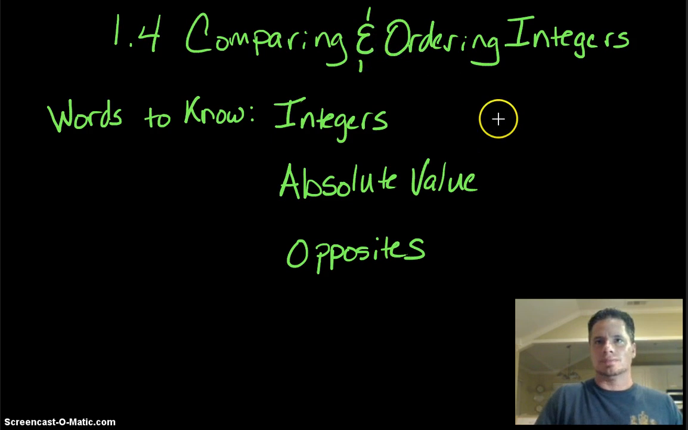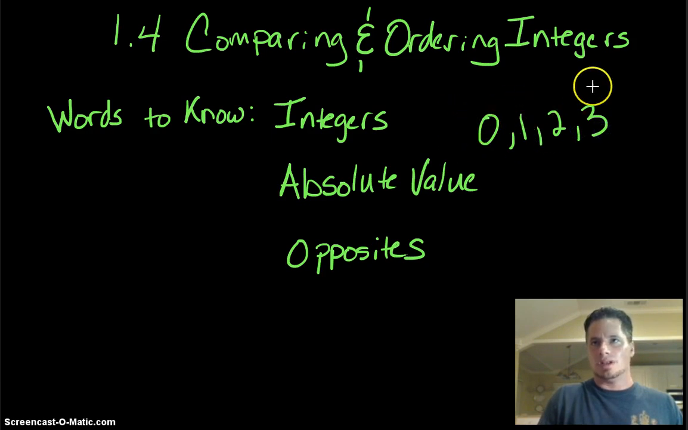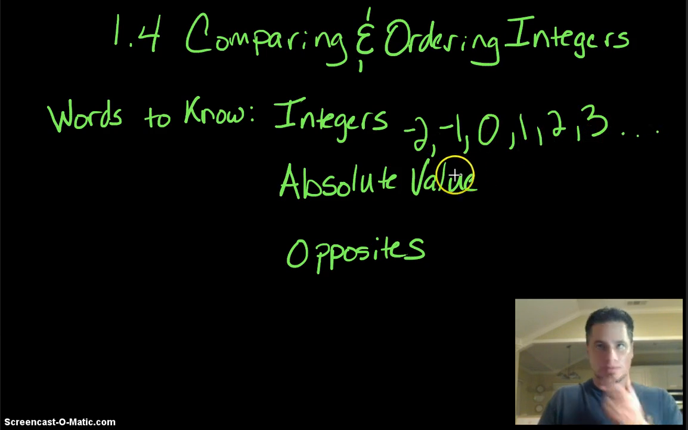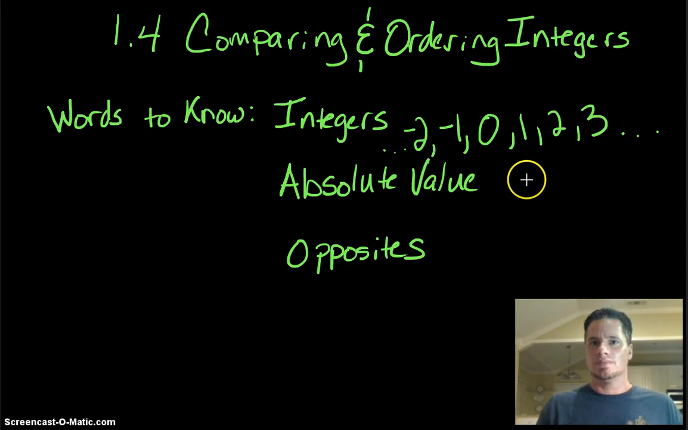Now, integers include all of the whole numbers. You've used whole numbers, but all of the non-zero whole numbers, it includes their opposites, so they're negatives. So we have the whole numbers 0, 1, 2, 3, on, as far as you can go. Then we have the negative non-zero numbers also, as far as you can go. So those are integers. The absolute value of a number is its distance from zero.